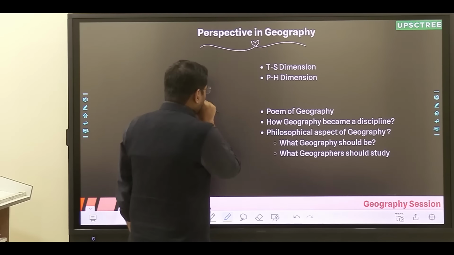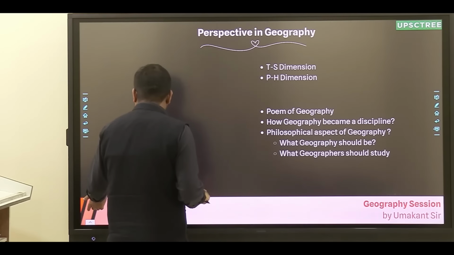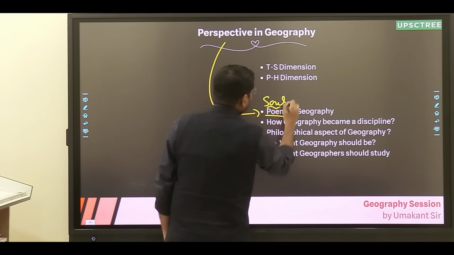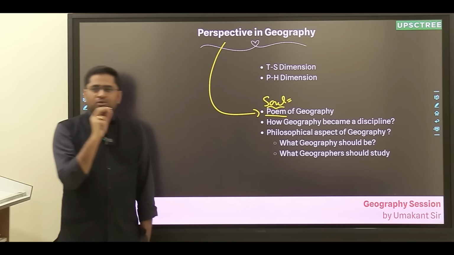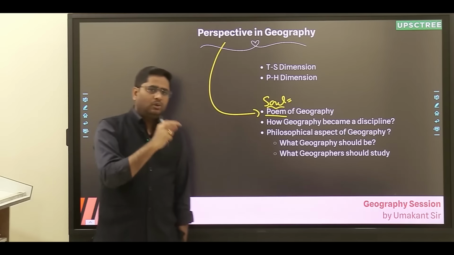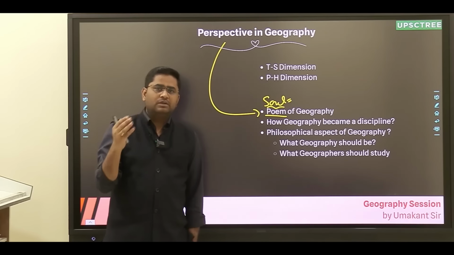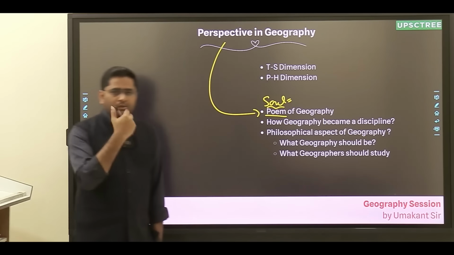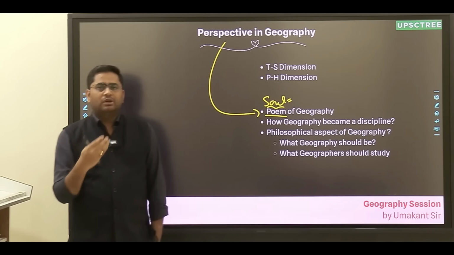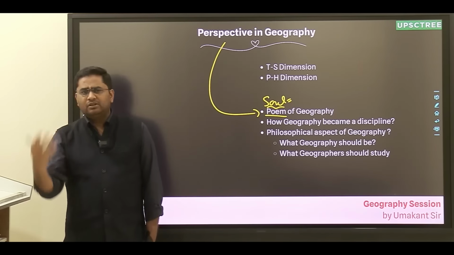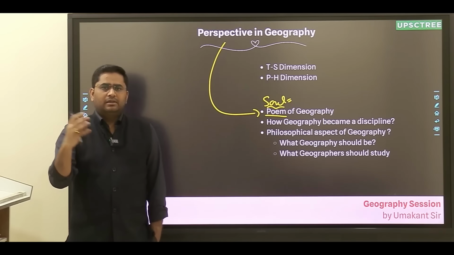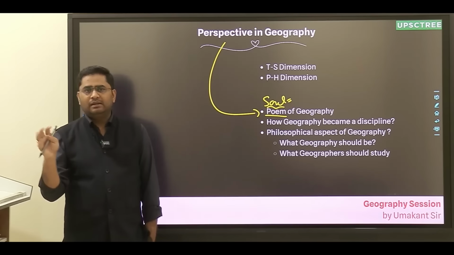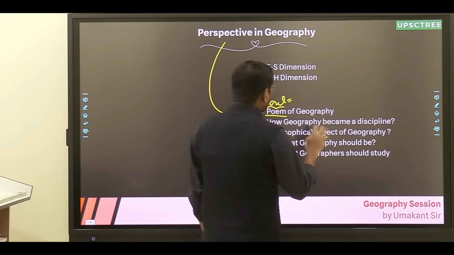Now, perspective is the poem or soul of geography. That means it is the key to understanding geography. If we miss or don't understand perspective, then we don't understand geography properly. And we can use this perspective and the theories around perspective when you are talking about the Davisian cycle or Penck cycle or any other model, or when you are writing an answer on any other part. We can bring perspective and include that in different geographical answers.